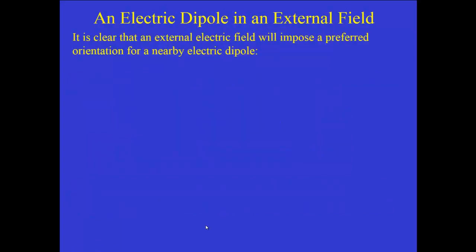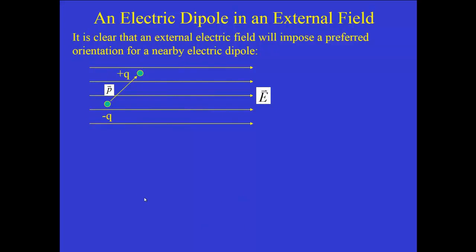Now, what effect does an external field have on a dipole? It's pretty clear just by looking at a sketch that this external electric field will cause the dipole to line up in a certain way relative to that field. So here's your dipole, drawn at some arbitrary angle with respect to the applied field E. If we analyze this carefully, you can see that the positive end of the dipole feels a force from the electric field that points along the direction of the electric field to the right. The negative charge feels a force to the left.